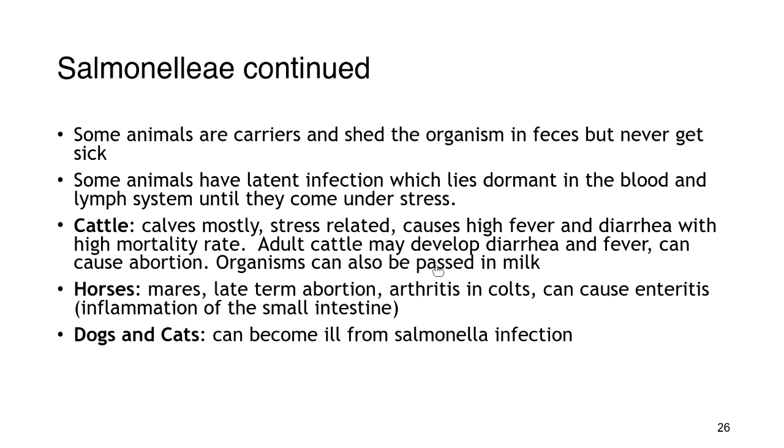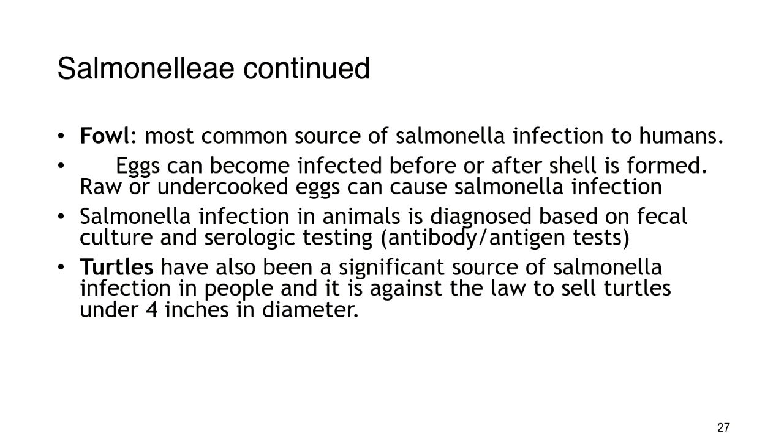Again, horses: mares might have a late-term abortion from it. Arthritis might be there in colts and fillies. It can cause enteritis, inflammation of the small intestine, and again, in equines, any infection is a bad infection on a horse. So you might think Salmonella in the right species might either cause some abortion issues or stress-related issues, and dogs and cats can also get infected and ill from a Salmonella infection, especially if they have other conditions going on.